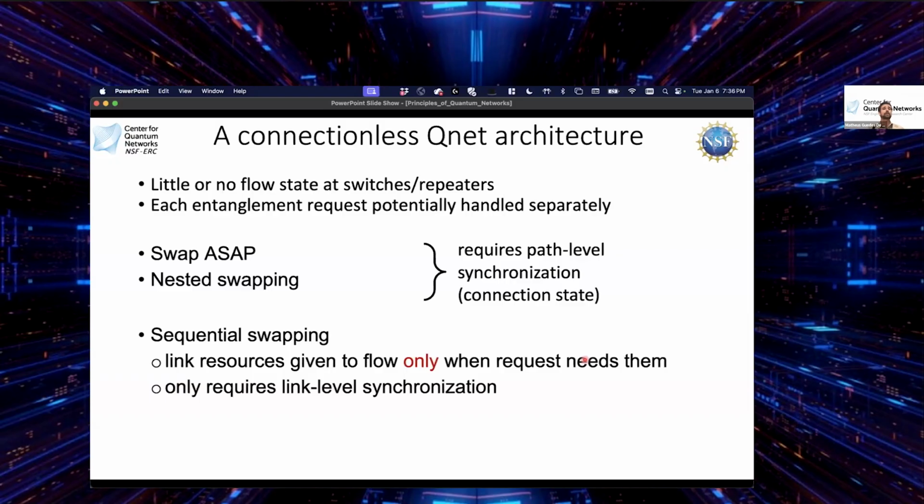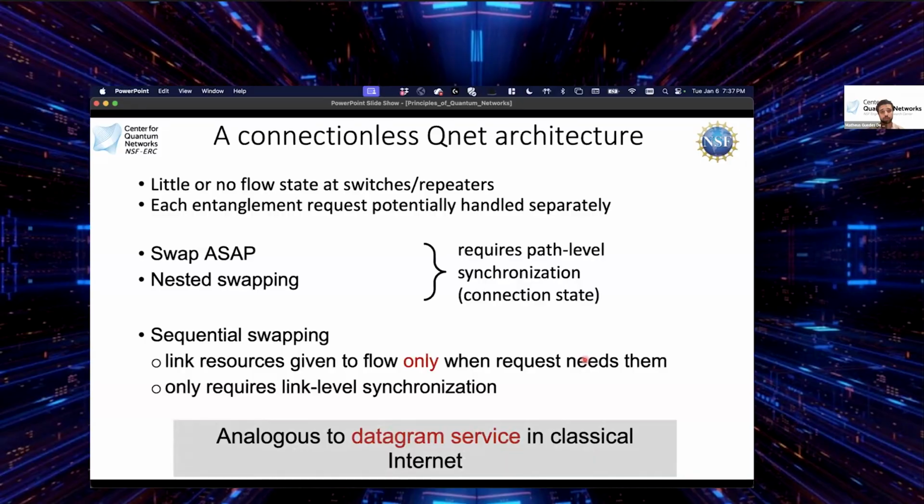And here, sequential swapping really comes in handy because, as we saw before, sequential swapping requires pretty much no additional resource or control over the process, meaning you require pretty much no flow information to be stored in the switches and repeaters naturally. And the only thing you really need to synchronize is link level entanglement generation. So what we're going to see now is how we come up with this connectionless two-way quantum network architecture that is analogous to the datagram service implemented in the classical internet.